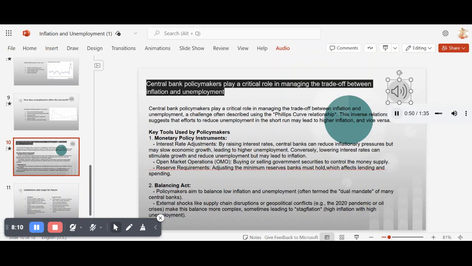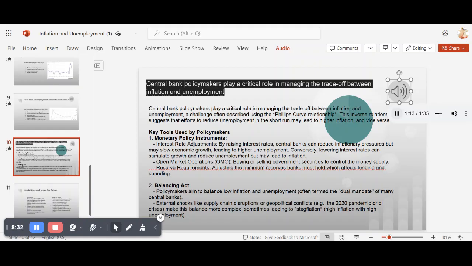Another example is open market operations, buying or selling government securities to control the money supply. Reserve requirements involve adjusting the minimum reserves that banks must hold, which affects lending and spending. The second one is balancing acts.